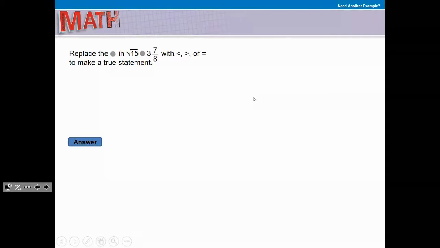All right. So let's try this. I like to write them vertically, one above the other, so then my decimals can be lined up.